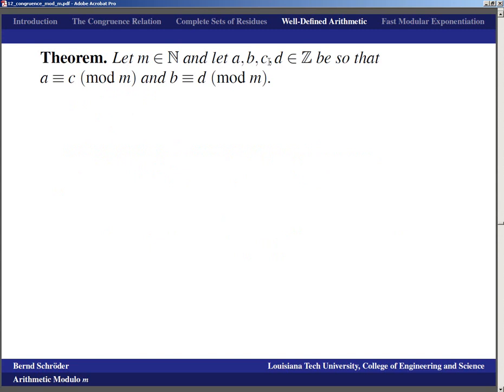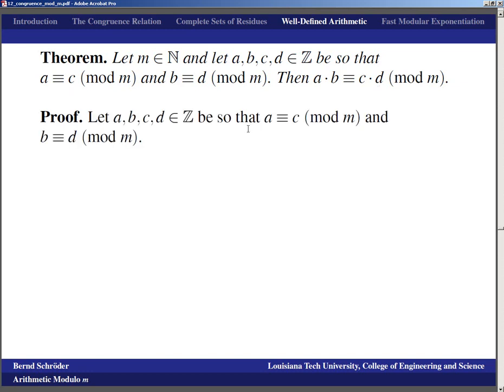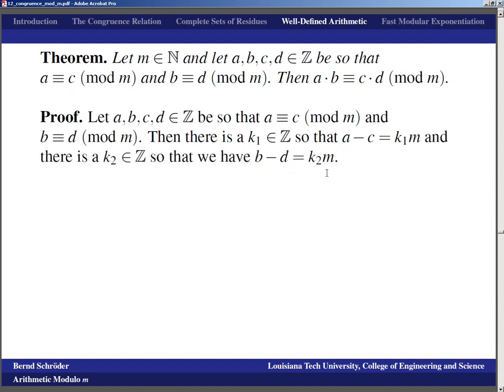Okay, we also want to multiply, so we do the same thing over again. We take a modulus, we take a, b, c, d, so that a is equivalent to c, b is equivalent to d, both modulo our modulus m. Then a times b is equivalent to c times d modulo m. And, well, same story, right? We decode what it means. We first remind ourselves, okay, a, b, c, and d are so that a is equivalent to c, b is equivalent to d. We remind ourselves that that means that a minus c is k1 m and b minus d is k2 m. And now, well, now we have to look at ab minus cd.